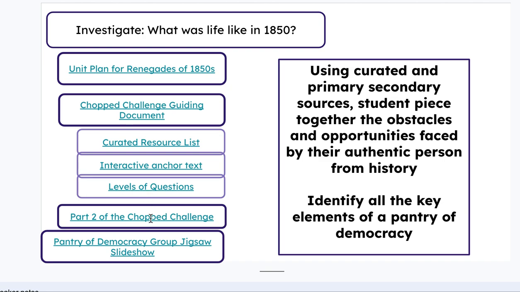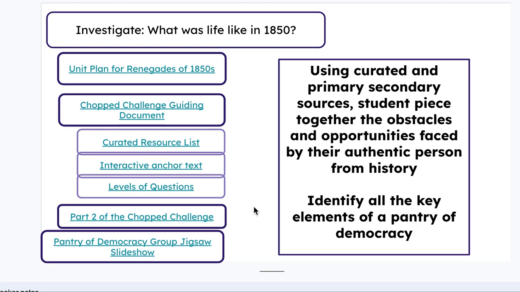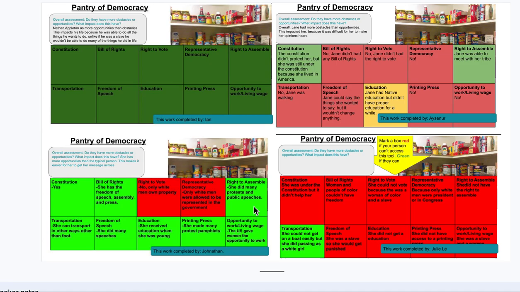And then once they have this background information about their real person from history, then it is time to work on thinking about what are the obstacles that person faces. And the tool we use for doing that is to think about it like the TV show Chopped. On the show Chopped, every contestant has a basket full of challenges that they have to overcome. A final element is the pantry of democracy, and that involves some defining, and we'll come back to that in a minute.